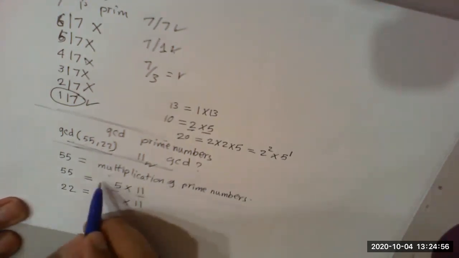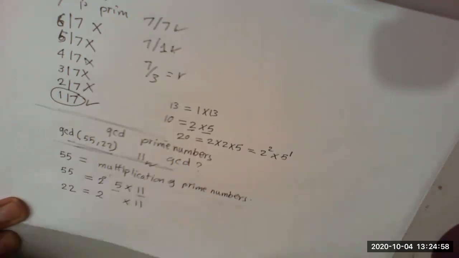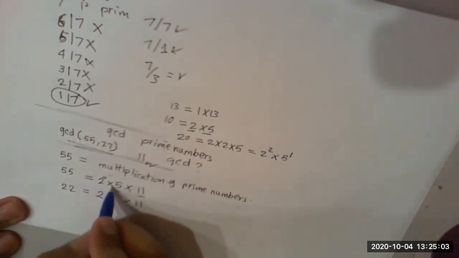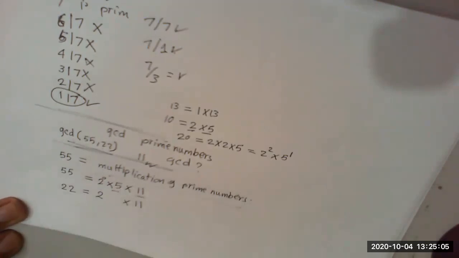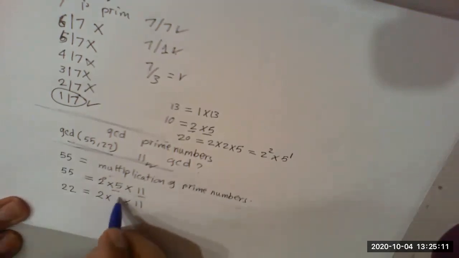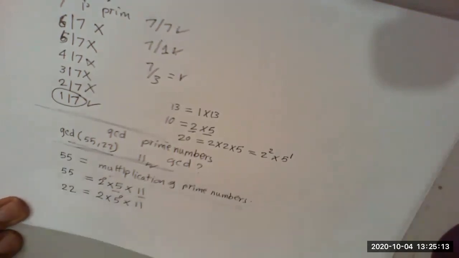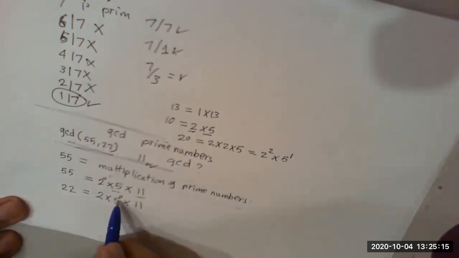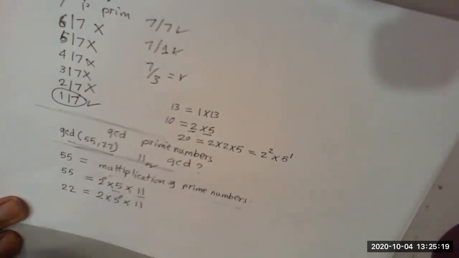Here I can say, okay, this is 2 to the power 0. Do you have a problem with this? Multiplied by 5. Yes, we can say also 5 to the power 0. Because this is 1 by 2 by 11, and this is 1 by 5 by 11.